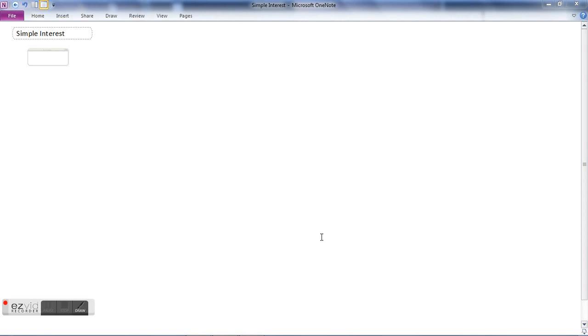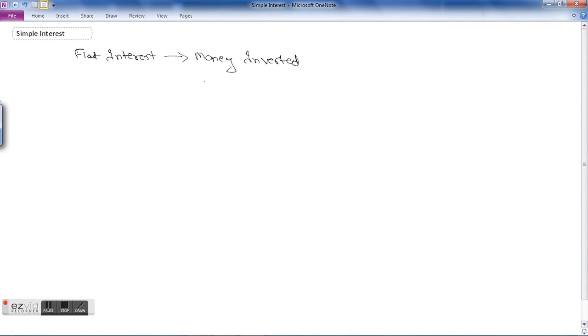So simple interest. Today we will be learning about simple interest. As the name itself suggests, it's a flat interest which is given on your money invested, or in other words, you have to pay that simple interest on money taken as a loan.